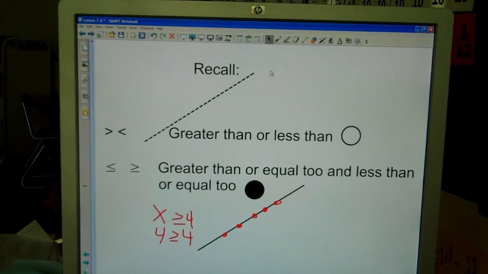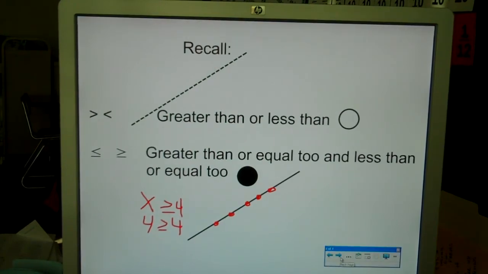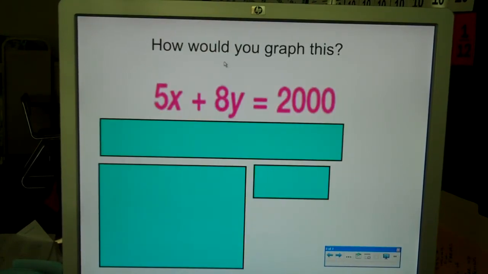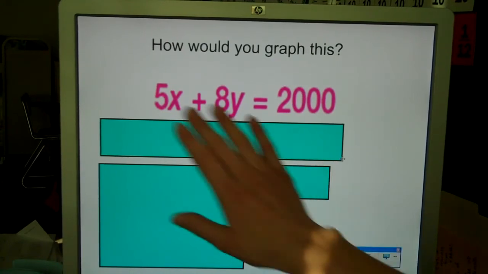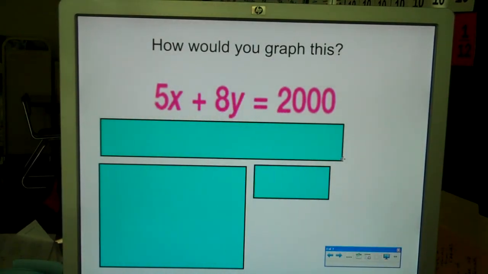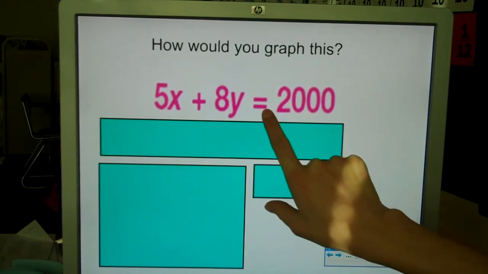Let me get the correct tool. Here we go. All right, ready? How would you graph this? 5x plus 8y equals 2,000, okay? Now, is this an inequality? No, it's an equation because it has an equal sign.